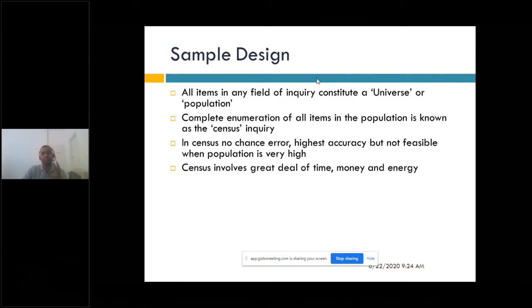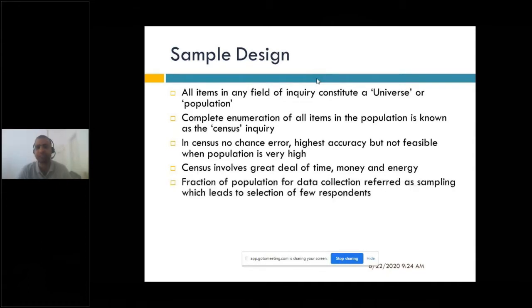Census involves a great deal of time, money, and energy. This is a demerit of census. Taking a fraction of the population for data collection is referred to as sampling, which leads to the selection of a few respondents. So instead of going for all respondents in the population or universe, if we take any fraction, a segment from the population, to collect our data, then it is referred to as sampling.